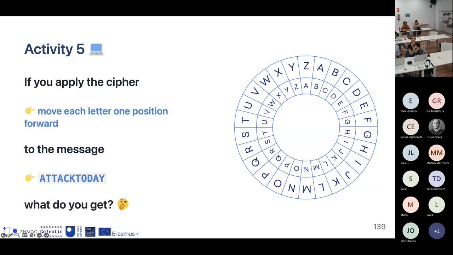Okay, so now you should apply the cipher, move each letter one position forward, to the message "attack today." What do you get? So we are going to launch a poll. Basically, you just need to move each letter one position. If it's A, it's going to be B. If it's T, it's going to be something else. I'm not going to tell you the answer. Think for yourself. Okay, and let's see how we are doing.